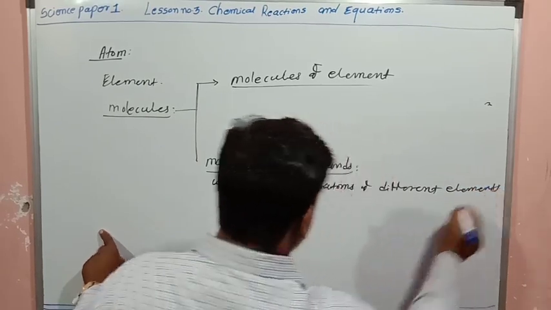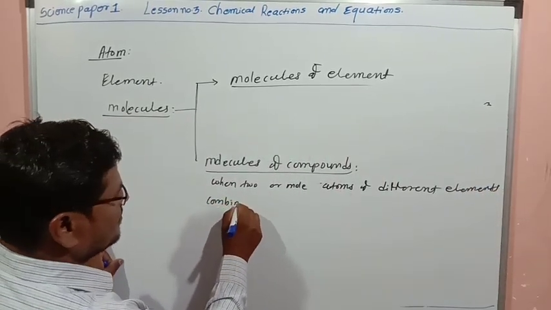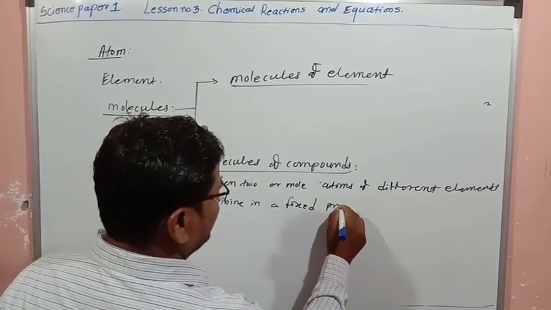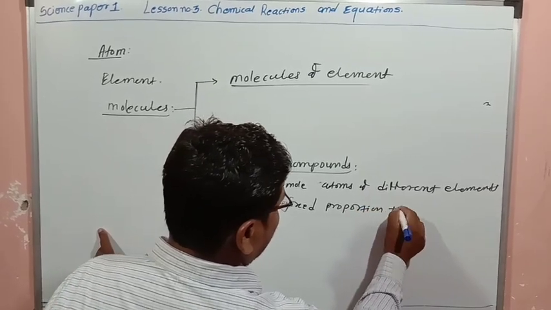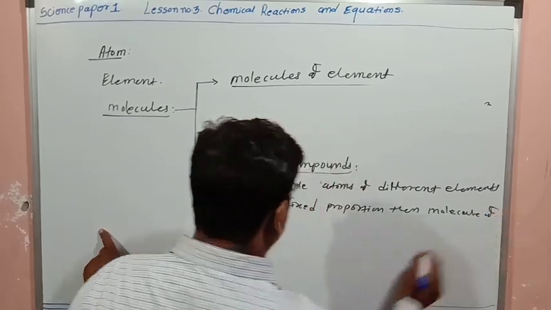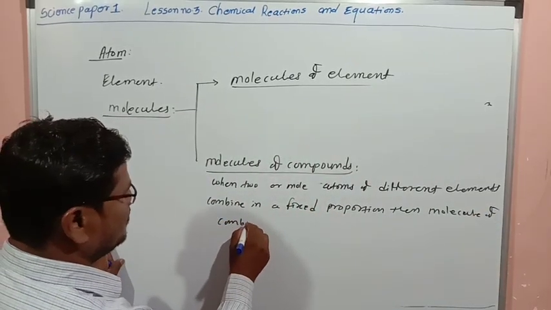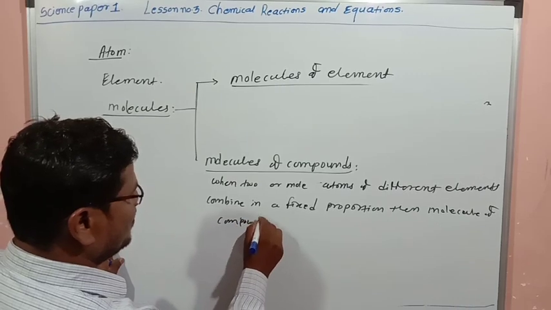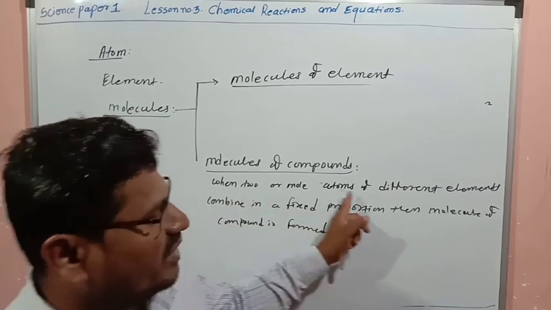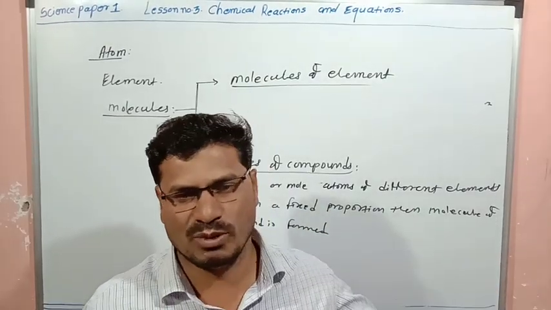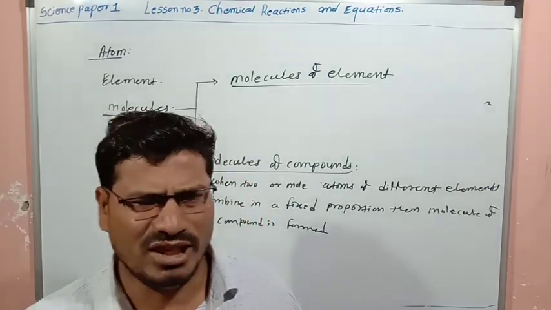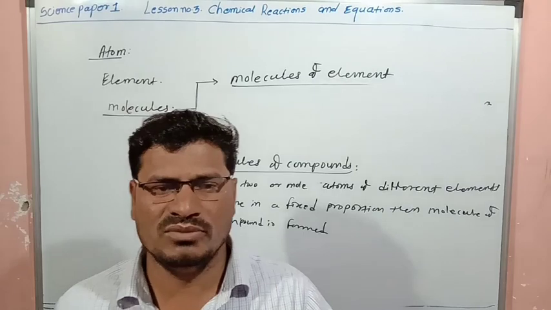When 2 or more atoms of different elements combine in a fixed proportion, then a molecule of compound is formed. So when 2 or more atoms of different elements combine in a fixed proportion, they form a molecule of a compound. In molecule of compound, there are different types based on the number of atoms.